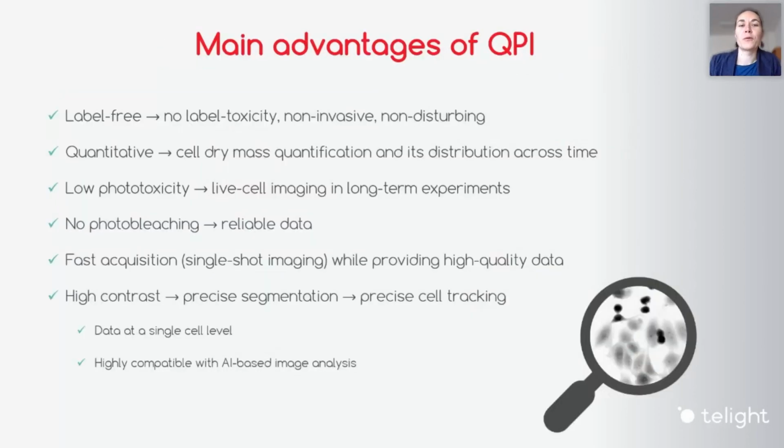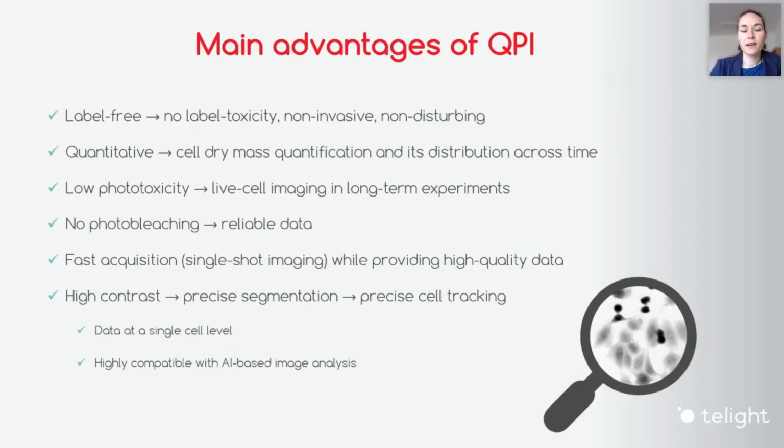So let me summarize once again the main advantages of quantitative phase imaging technology, because that's the key technology of today's webinar. First of all, it's label-free technology. There is no label toxicity, non-invasive, non-disturbing monitoring of cells. It provides quantitative data about cell dry mass quantification and its distribution across time. It's of low phototoxicity that allows to perform live cell imaging in long-term experiments. So, for example, in the studies of the drug, lower doses can be applied, which could be more in vivo relevant. There is no photobleaching, so the data are of uniform quality over time, and therefore it can be more reliable.